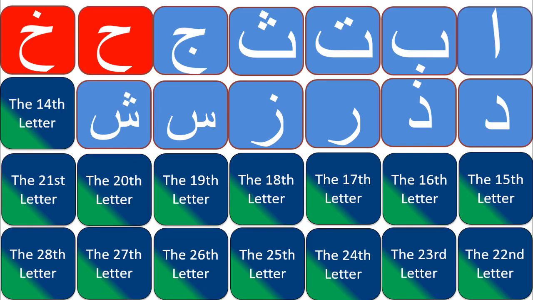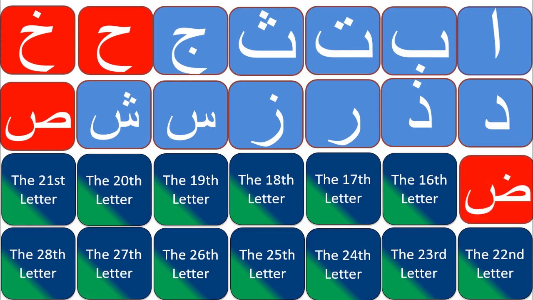The 13th letter is sheen. The sound is sh, and the equivalent, of course, is SH in English, just like in the word shell. Now this letter is called sad. It has no equivalent in English. The 15th letter is dad. And it has no equivalent in English also.